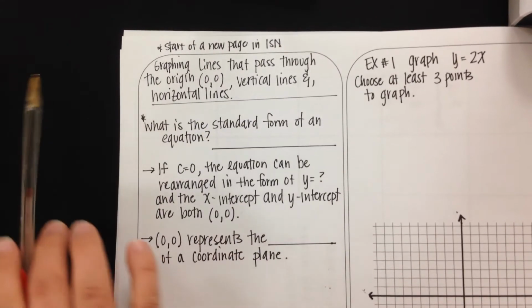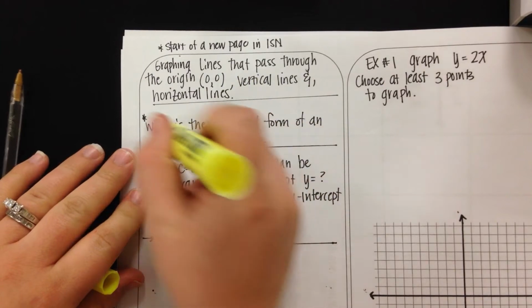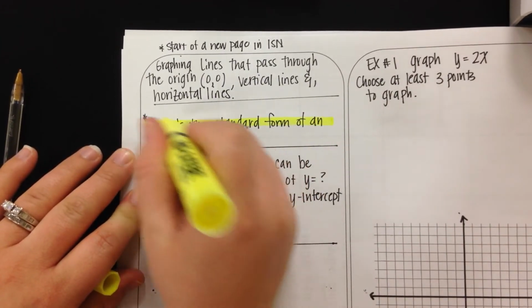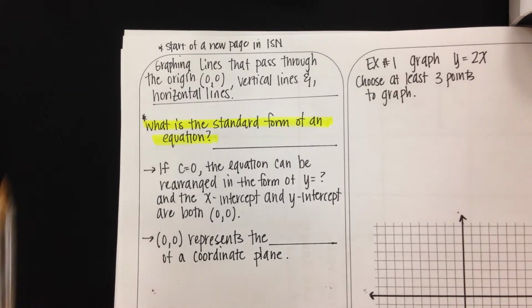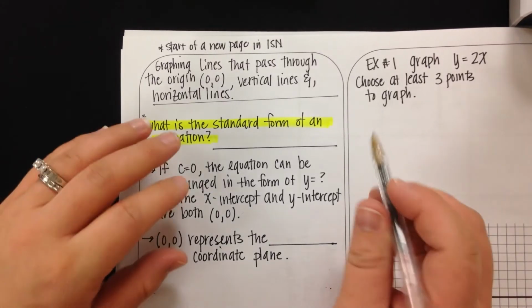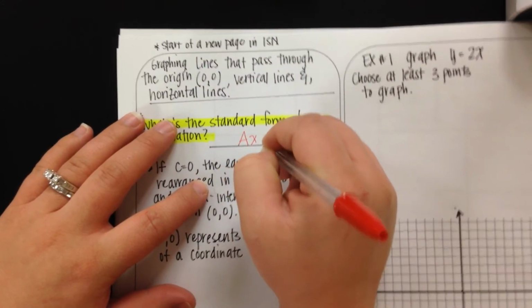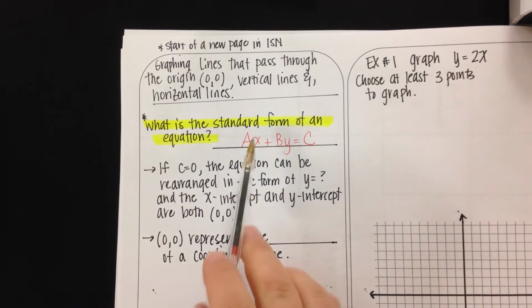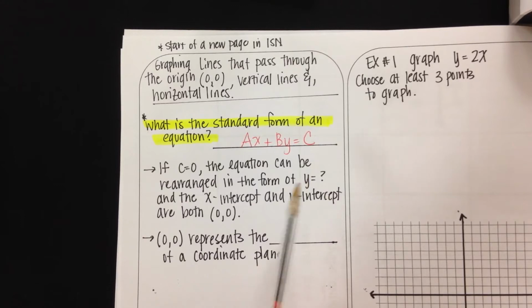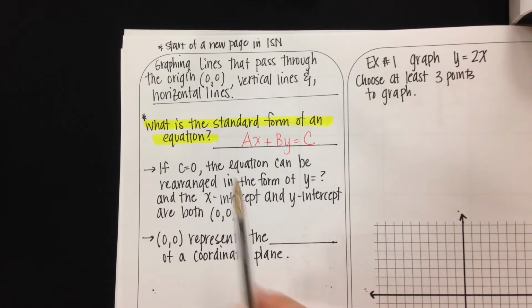So what is the standard form of equation? Now, I would like everybody to highlight this question or underline it because this will be a question on a quiz and a test. What is the standard form of an equation? Standard form is in this format. AX plus BY equals C. Okay? Your A, B, and C represent numerical coefficients. So any number value. Your X and Y obviously represent your X and Y terms.